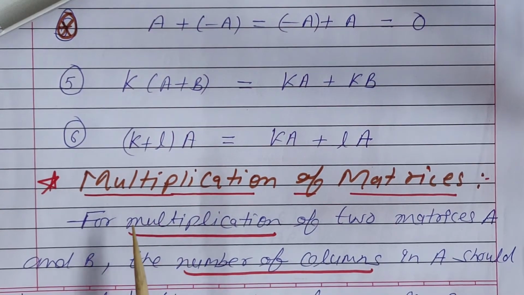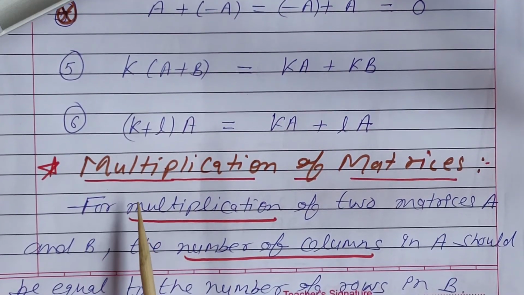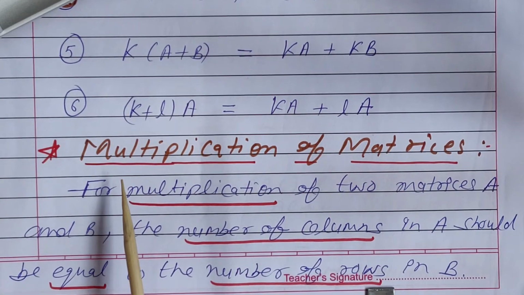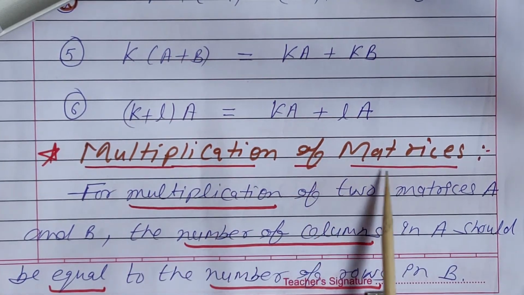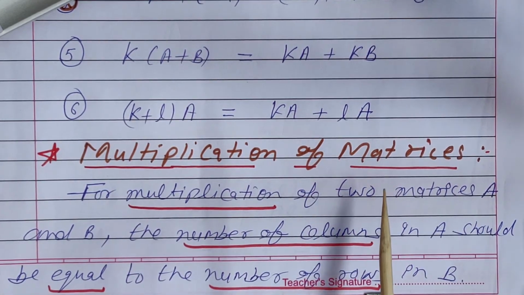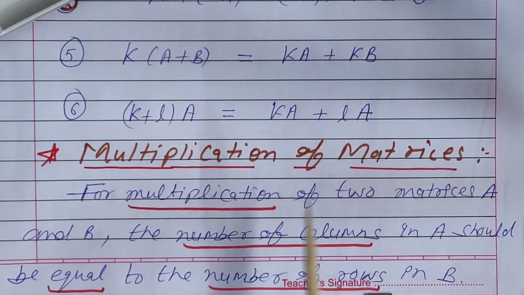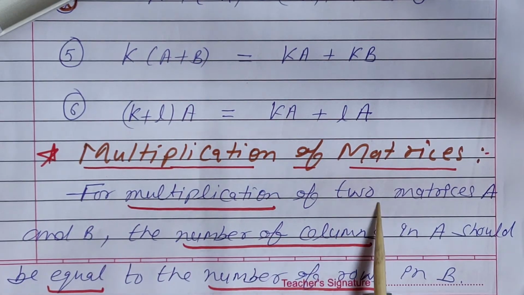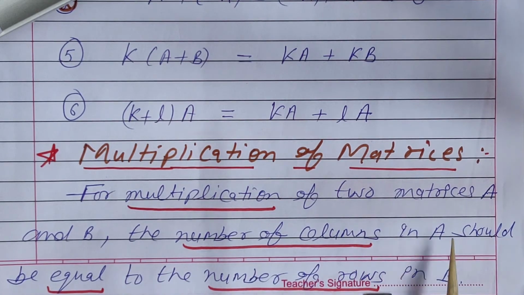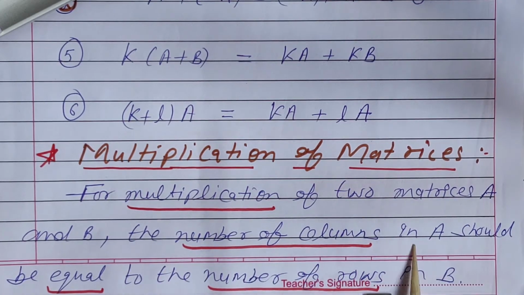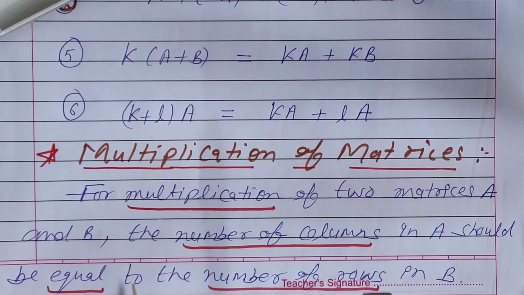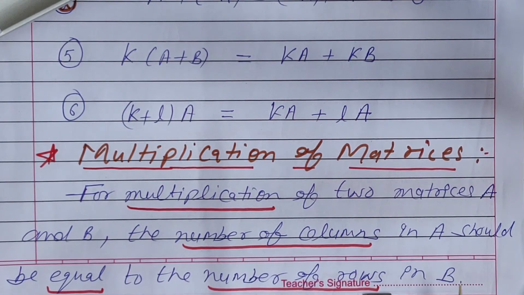Now we are moving to the next topic, which is a very important topic, that will be multiplication of matrices. How we can multiply matrices? For this we have to know about it. For multiplication of 2 matrices A and B, the number of columns in A should be equal to the number of rows in B.